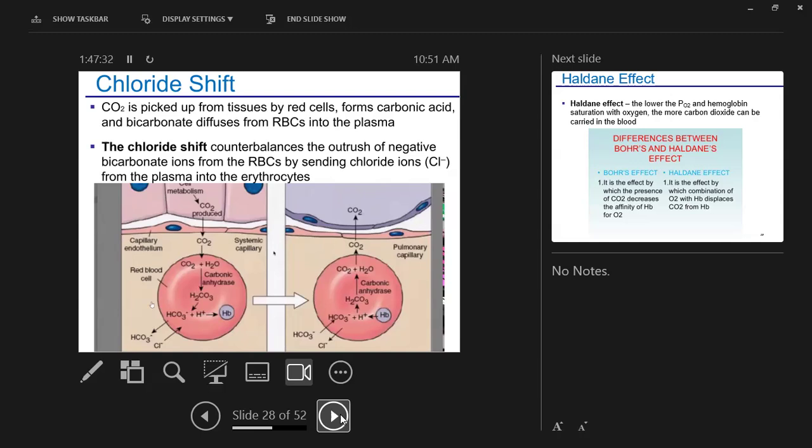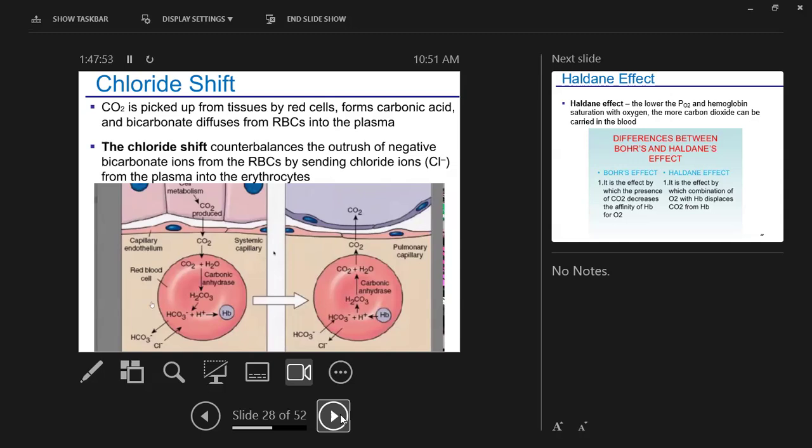Chloride doesn't get to do much in our bodies. Chloride is pretty much usually a bystander. This is its big moment when it goes in and replaces the bicarbonate. It doesn't do anything to the CO2. And so we pick up the chloride in place of the bicarbonate.